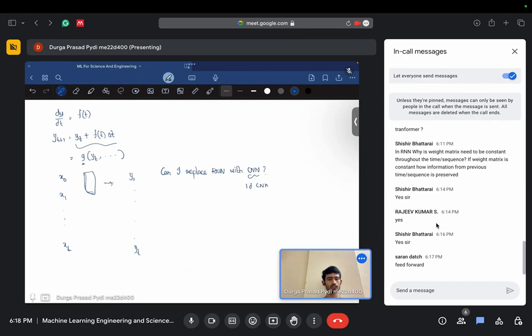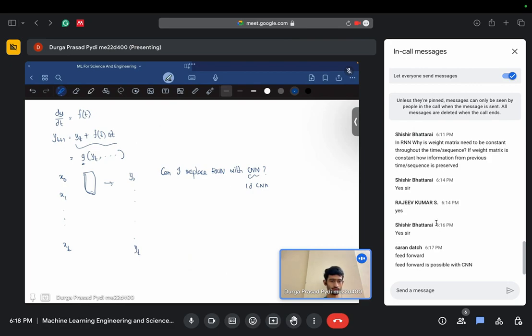Feed forward will. Okay, feed forward is possible with CNN. Okay, by feed forward you mean the fully connected network or something?